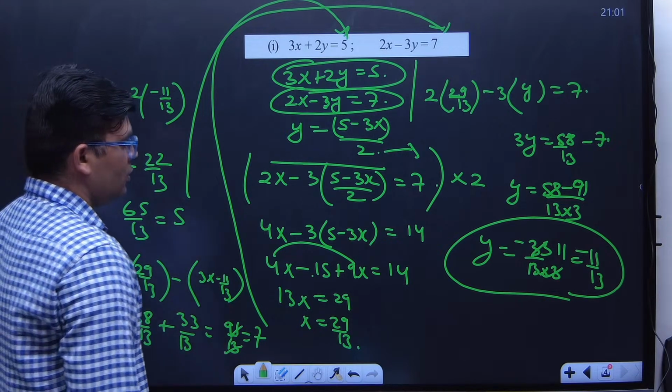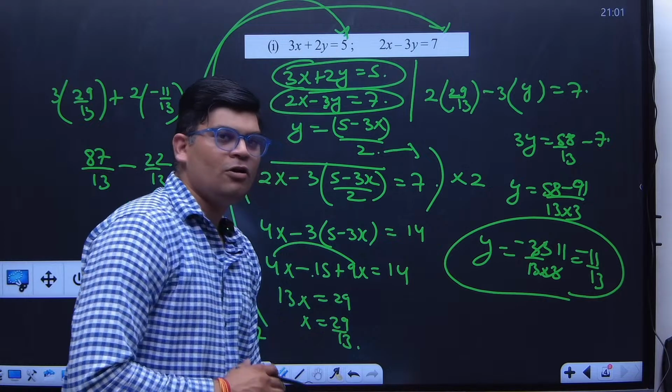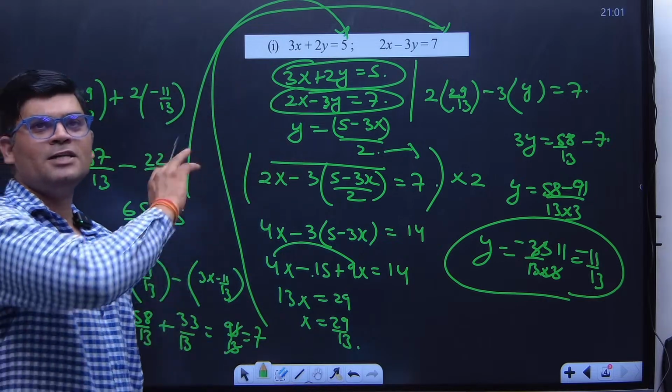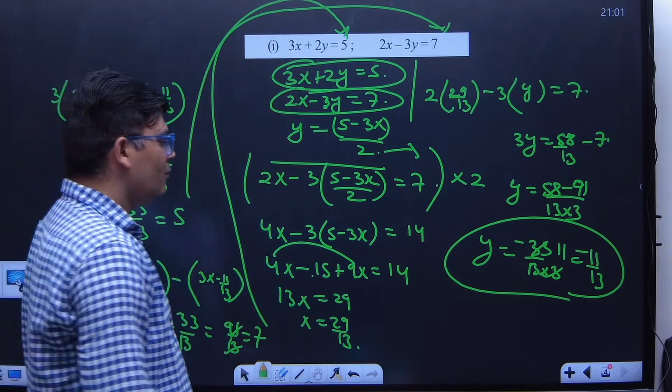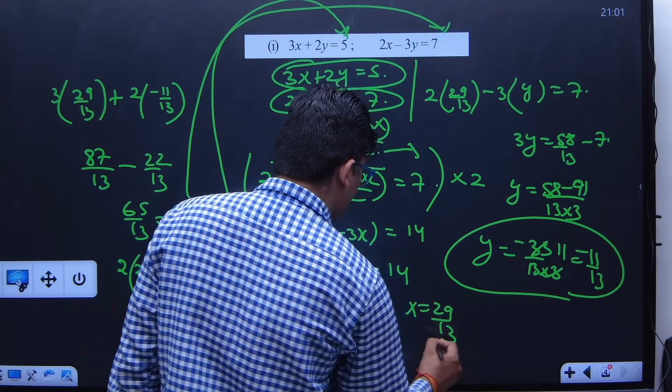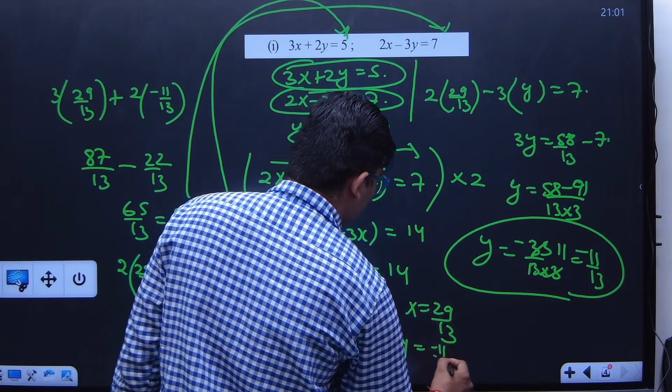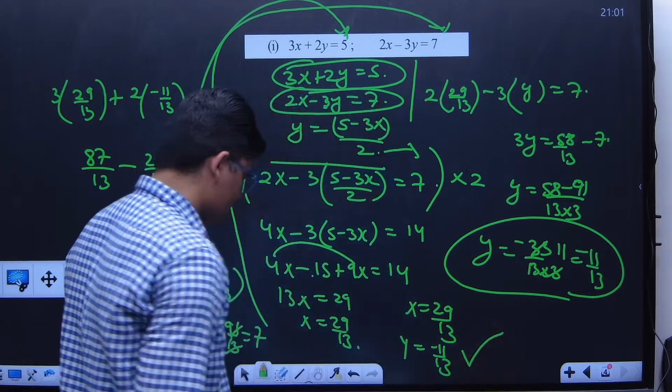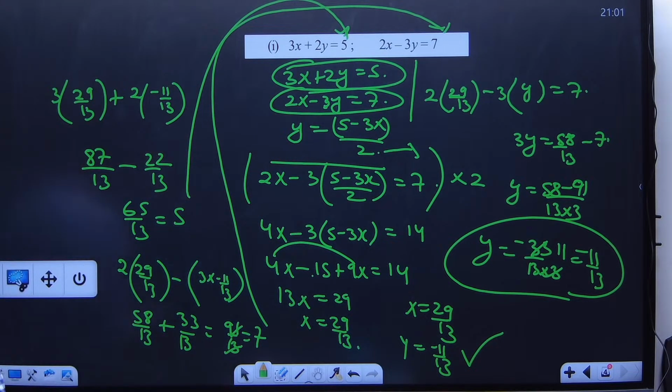Okay. So that means the value of x and y satisfies both the conditions. So we will write at the last, the final answer is x is equal to 29 by 13 and y is equal to minus 11 by 13. Did you get that? Yes.